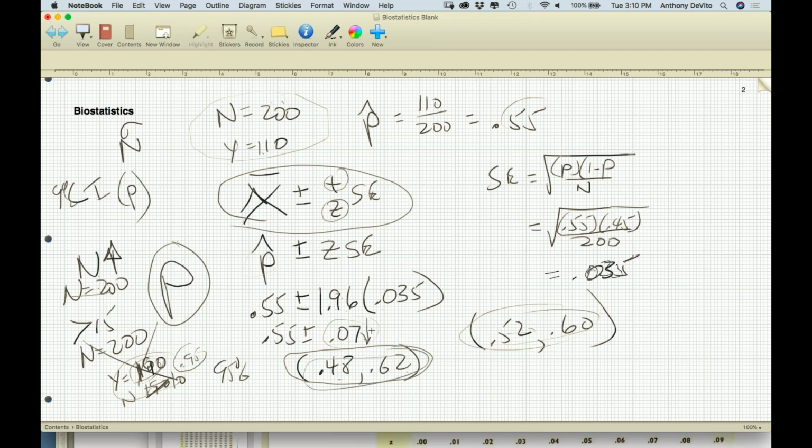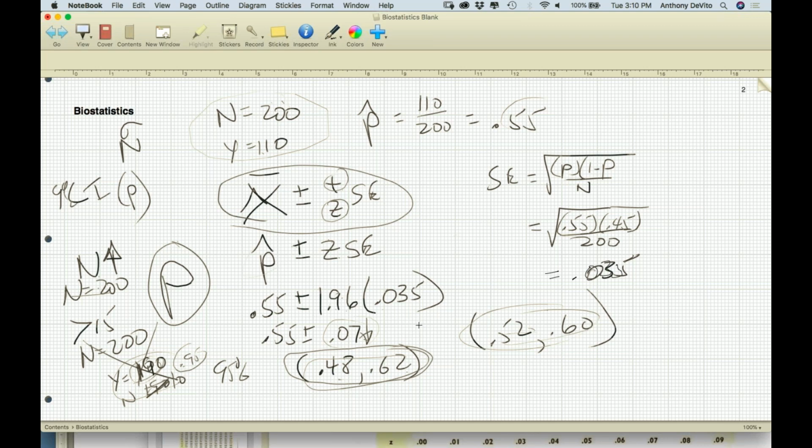But since that value, 50%, is inside of my confidence interval, I can't say it's not 50%. I can't say with 95% certainty that it's not 50% or 49%, in which case the proposition would fail.